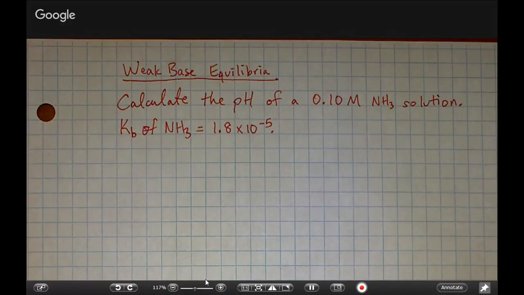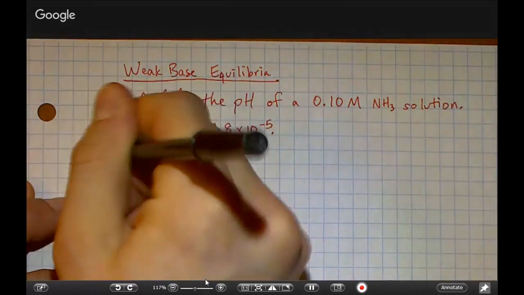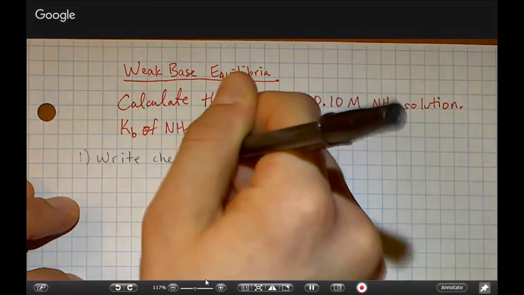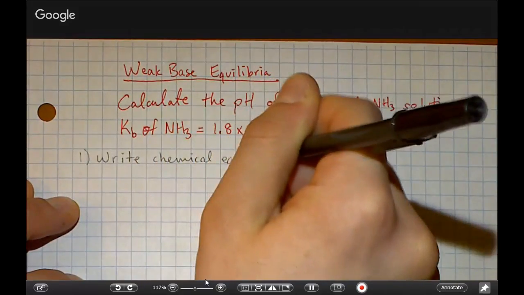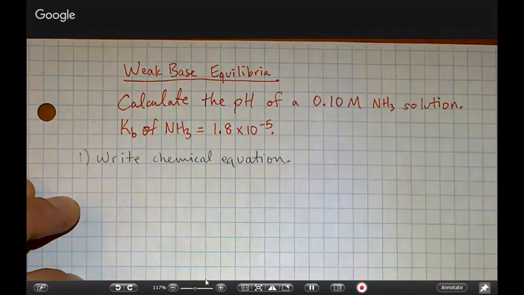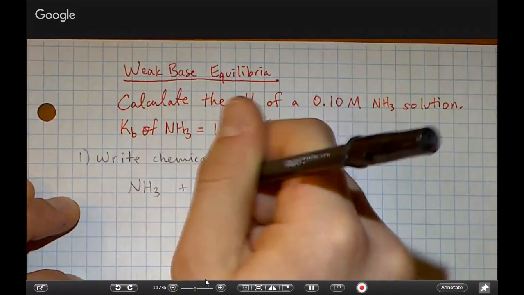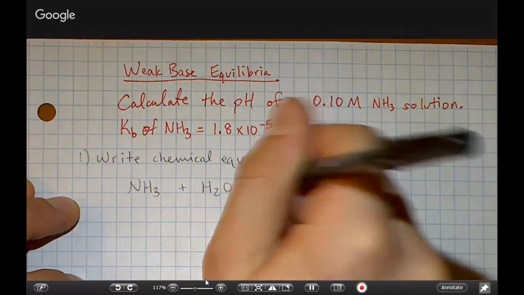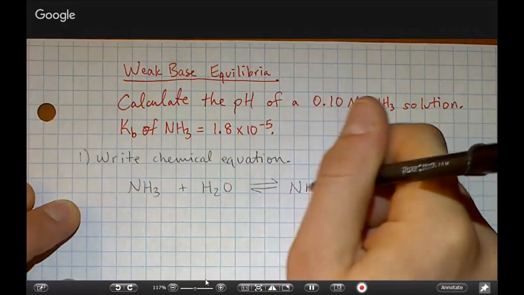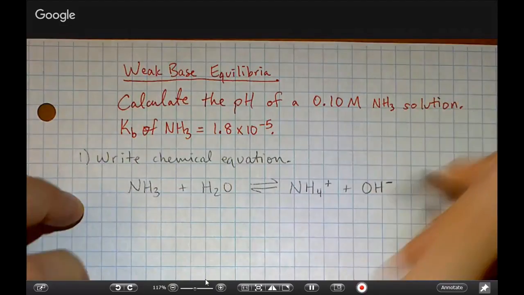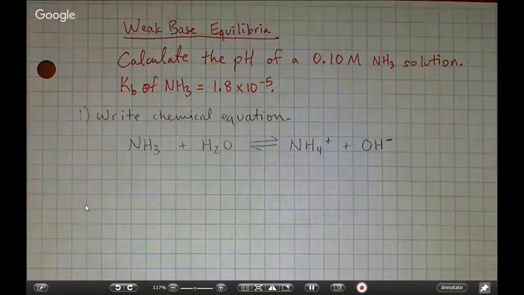All right, you guys have the problem written down for most of the way. So remember, one of our first steps is to write the chemical equation. So in this case, we have ammonia plus water. Sets up an equilibrium, and our conjugate acid is ammonium, and our conjugate base is hydroxide. You guys see the black pen, okay? Yeah. Okay.